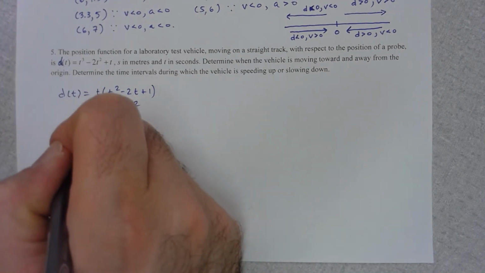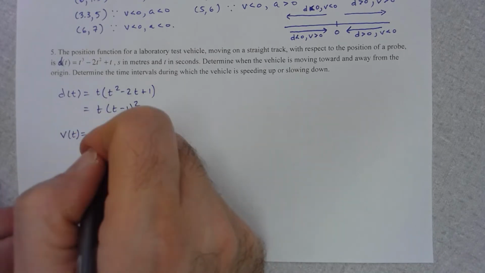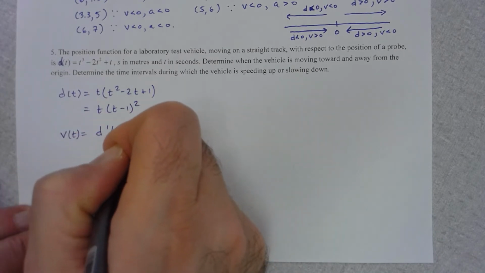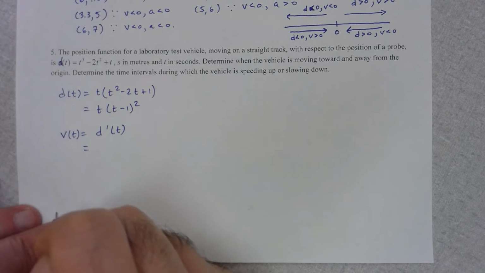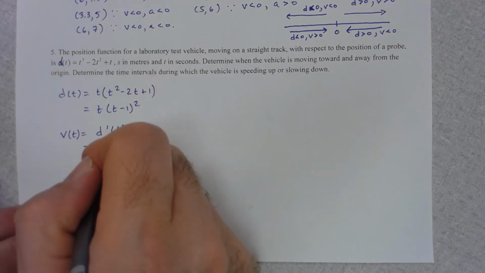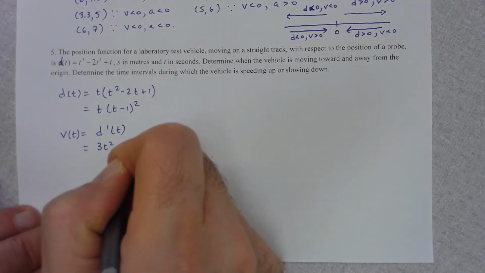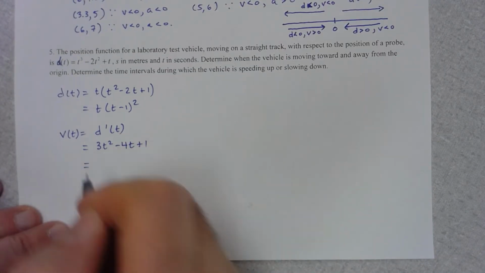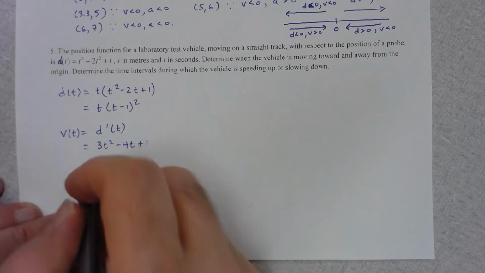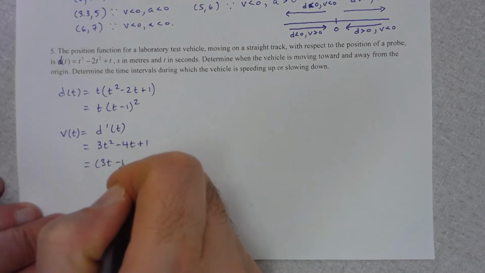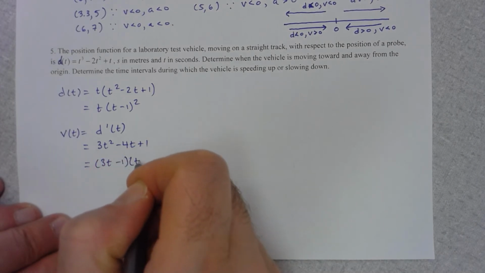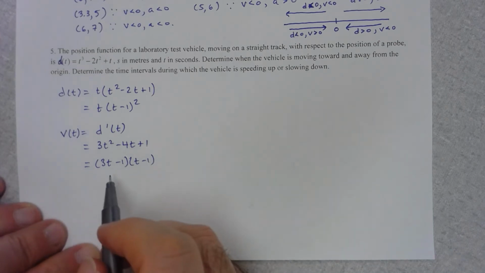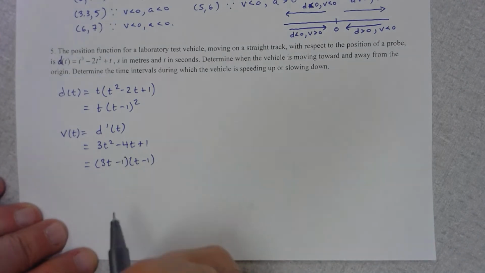Then we'll go to the velocity, but of course the velocity is just the derivative of the position function. All right, so let's take the derivative. We have 3t squared minus 4t plus 1, and luckily this factors out nicely. So this ends up being 3t minus 1 and t minus 1. Okay, so negative 3 minus 1, negative 4.